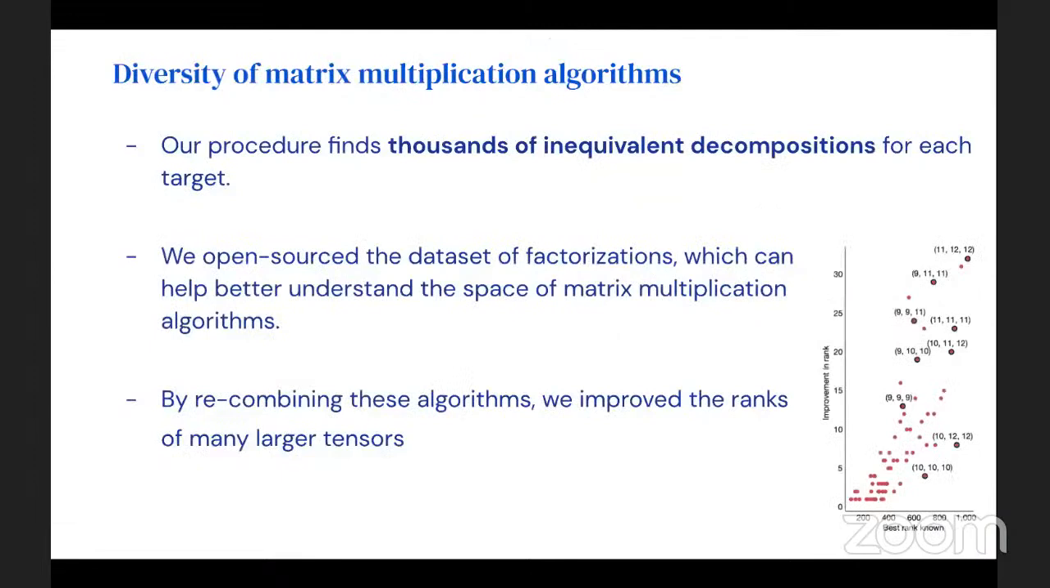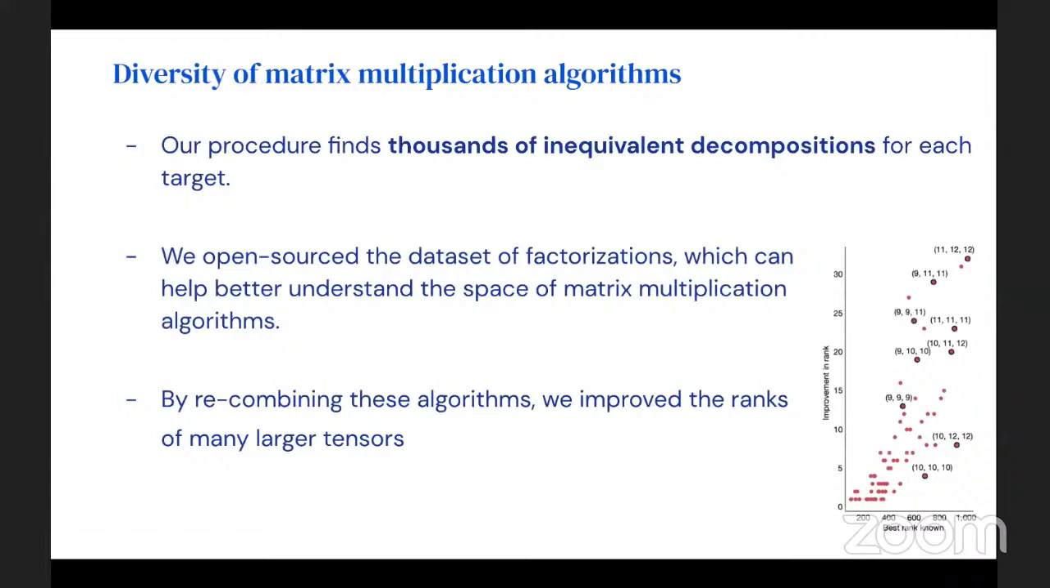The algorithms we find, so AlphaZero doesn't just find one algorithm. It plays, as I said, games over and over again. So AlphaTensor discovers thousands of decompositions for each of these targets. Okay, so we open source the data set of factorizations.